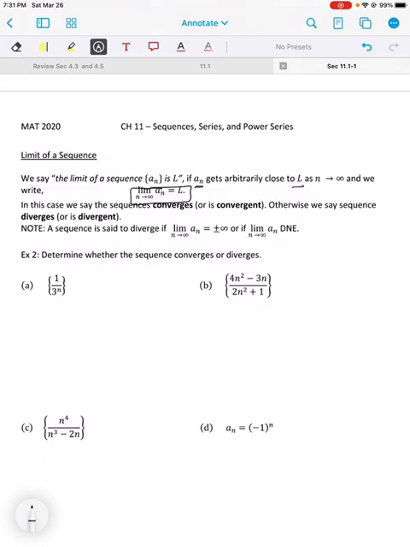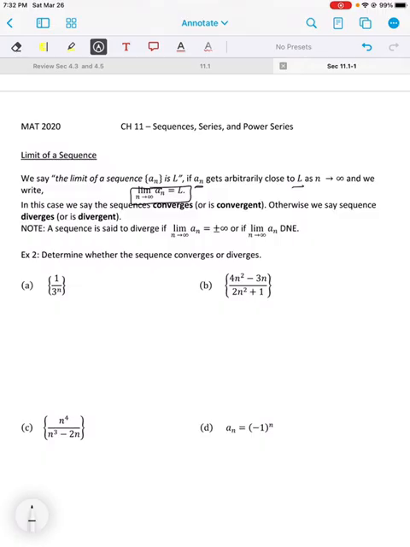So if the limit exists and is equal to a finite number, we say that the sequence converges or the sequence is convergent. And if the limit does not exist, or you get this limit equal to infinity or minus infinity, we say that the sequence is divergent. So either the limit does not exist or the limit is positive or negative infinity. In both cases, we say the sequence is divergent. And if the limit is a finite number, then we say the sequence is convergent.